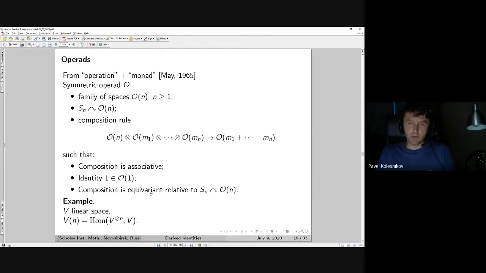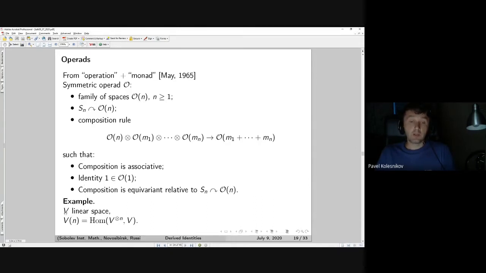So this equivariance means if we act by some permutation to all components of the composition, then the result would be the same as the initial composition under the action of some natural composition of permutations. The most natural example of an operad is an operad related to a particular linear space.